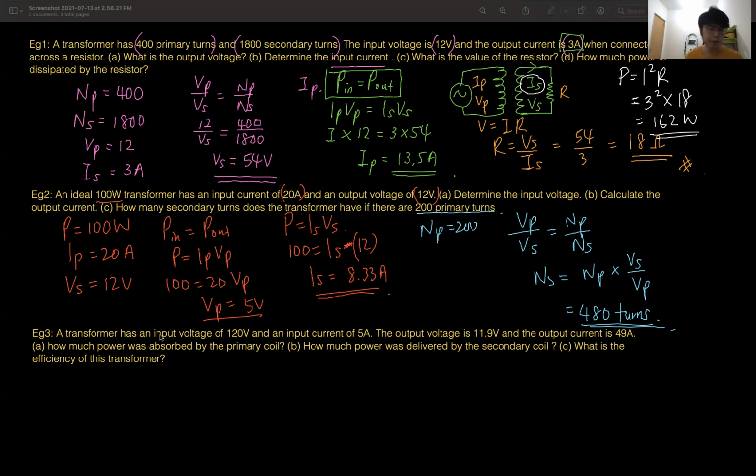Okay, example 3. A transformer has an input voltage of 120 V and an input current of 5 A. The output voltage is 11.9 V and the output current is 49 A. Vp equals 120, Ip is 5 amps, output voltage 11.9 and output current 49. How much power was absorbed by the primary coil?